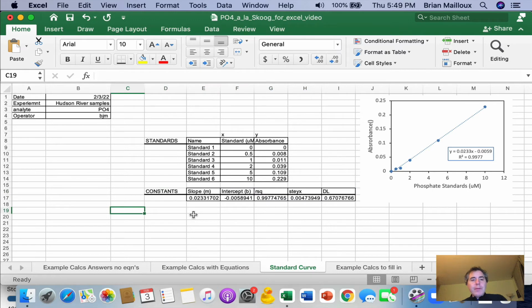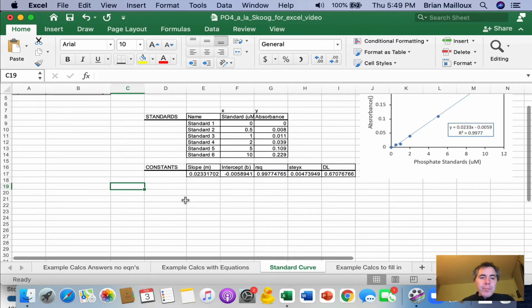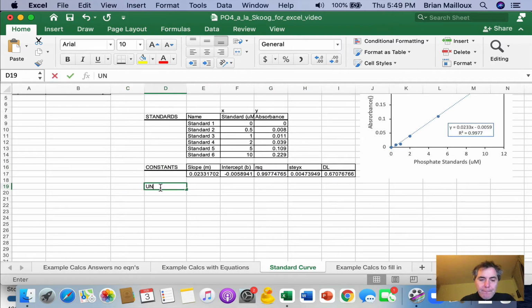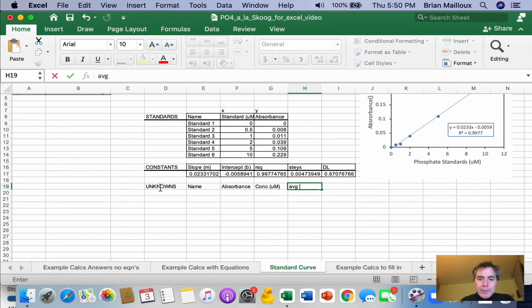Oh, that's looking nice. And now what's going to happen, you'll look in your lab notebook, you're going to have your unknowns. This is what you were trying to calculate. So you have the name of your sample, the absorbance, and you'll get the concentration, in micromolar from above. If you have multiple ones, you'll have your average concentration and your standard deviation.